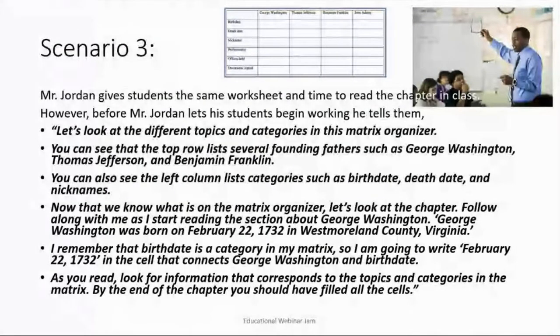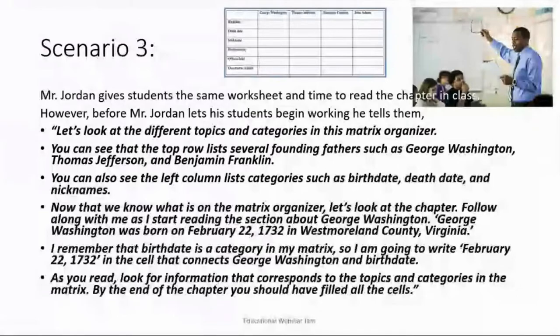He says, let's look at the different topics and categories in this matrix organizer. You can see that the top row lists several founding fathers such as George Washington, Thomas Jefferson, and Benjamin Franklin. You can also see the left column lists categories such as birthdays, death date, and nicknames. Now that we know what's on the matrix organizer, let's look at the chapter. Follow along with me as I read about George Washington. George Washington was born on February 22, 1732 in Westmoreland County, Virginia.